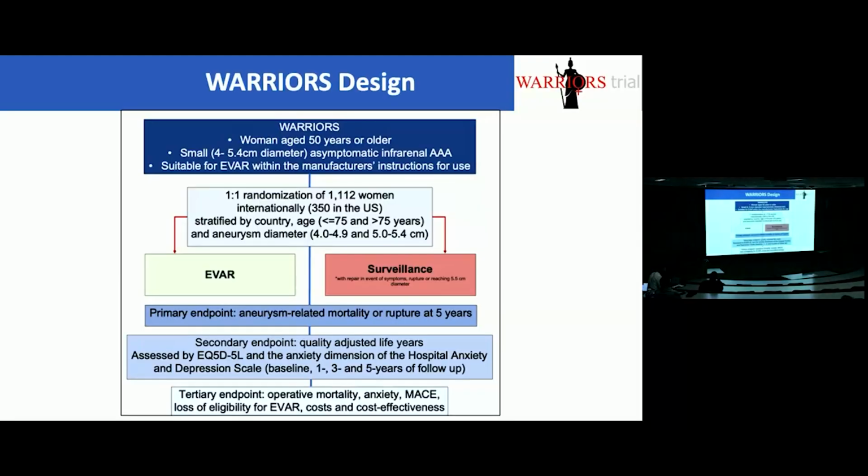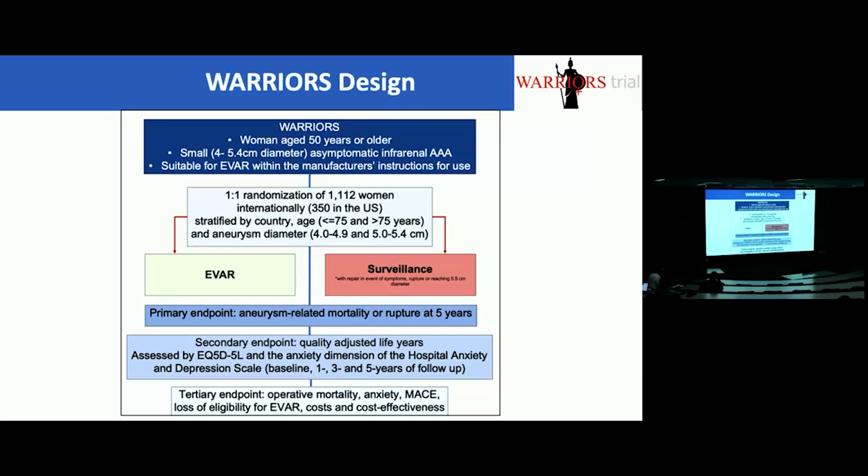So this is the Warriors trial design. Any woman age 50 years or older with that size threshold of 4 to 5.4 and suitable for EVAR would be randomized 1-to-1 between EVAR versus surveillance strategies. We hope to include 1,100 women overall internationally, but 350 of those we're hoping would come from the United States, depending on what happens with NIH and if it exists.